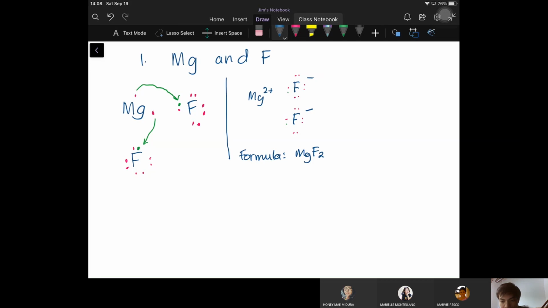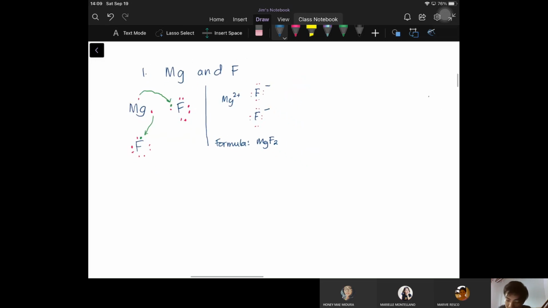So, yung kay Mariel, letter A. Ayun. So, dalawa yung fluorine. So, tama yun. MgF2. Okay. So, sino pa? Kay Marvy. Ayun, dalawang F. So, tama. And kay Honey. Ayan. So, good. Tama yung drawings niya.